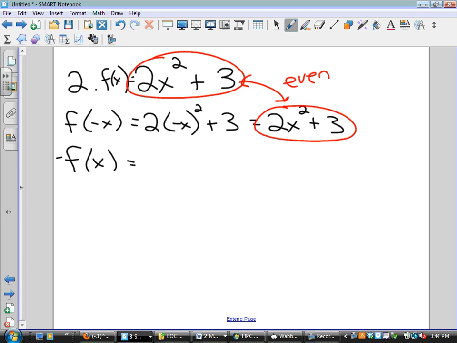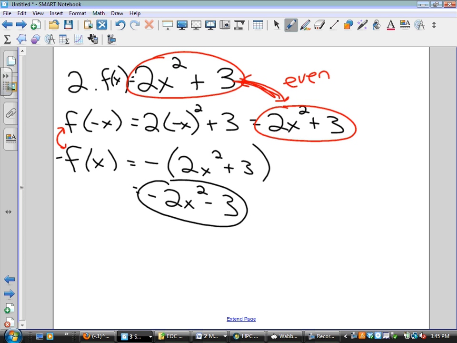Okay, now if we had actually calculated negative f of x, which we'll do, if that matched f of negative x, so if these 2 guys match, then that would be an odd function. But since these 2 guys match, that's an even function. Okay, let's go ahead and calculate negative f of x. We can calculate negative f of x simply by negating the entire function. So if we distribute this negative, we get negative 2x squared minus 3. Notice that this does not match the other 2 guys, either f of x or f of negative x.